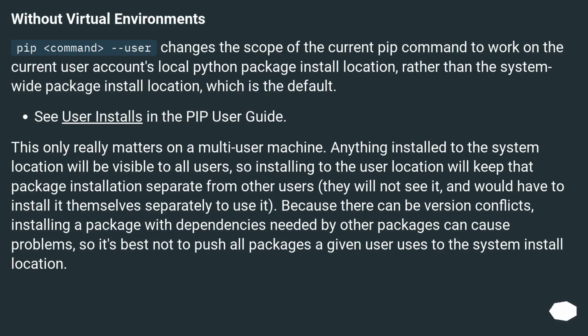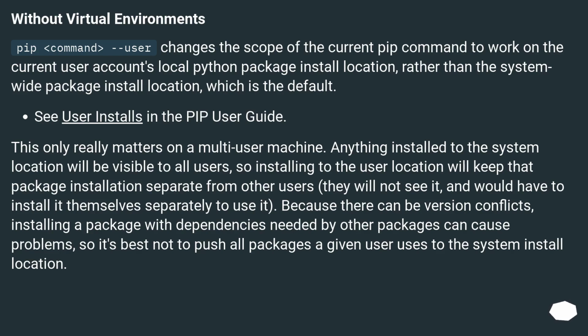Without virtual environments: the pip command --user changes the scope of the current pip command to work on the current user account's local Python package install location, rather than the system-wide package install location, which is the default. See user installs in the pip user guide. This only really matters on a multi-user machine.